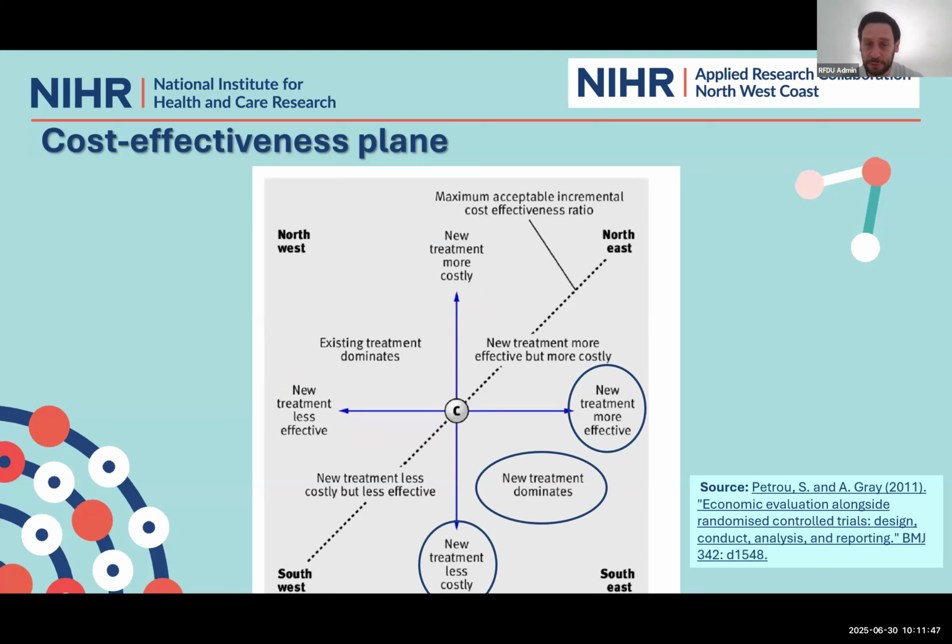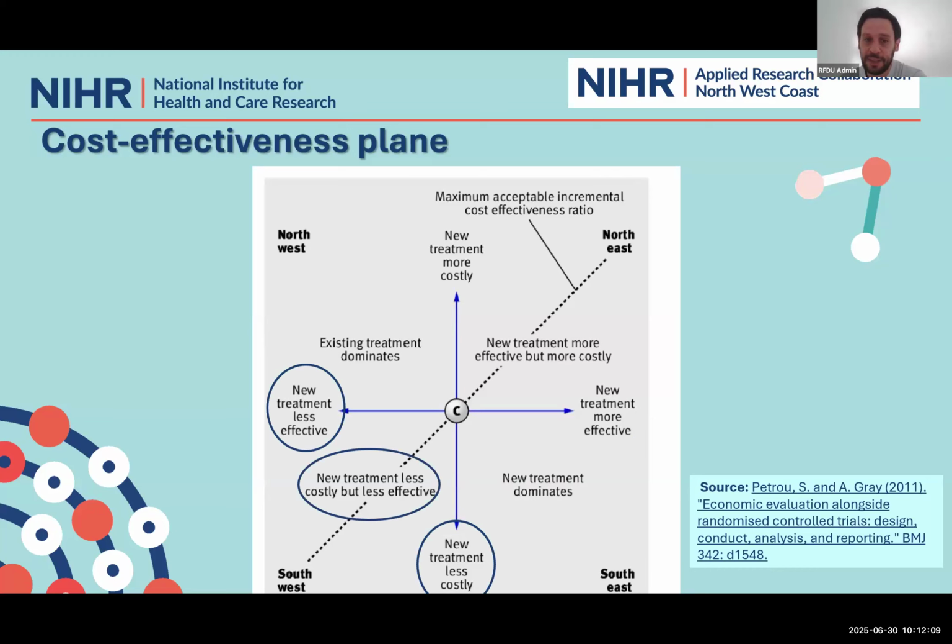Now we're going to move to the other two quadrants, where the interpretation will be a bit trickier. Let's start with the southwest quadrant. The new treatment here is less costly, but is also less effective. So it's cheaper to implement a new treatment, but at the same time, you don't get the same health outcomes as you would with the existing treatment. So what do you do here? Again, it's a tricky decision. There might be ethical concerns involved with this decision. So it's not a straightforward decision, and it will depend case by case.